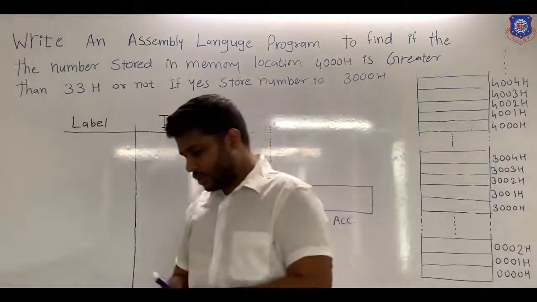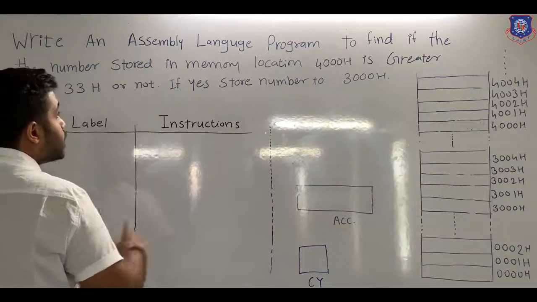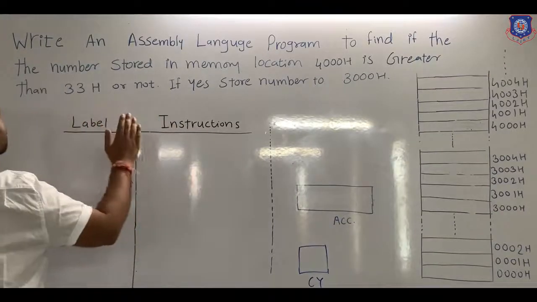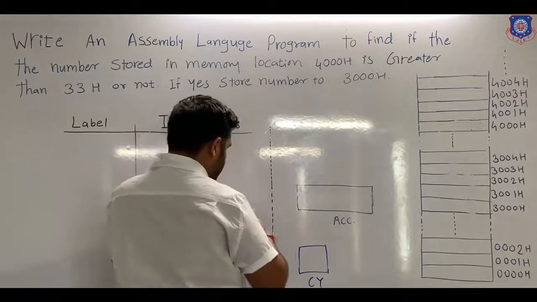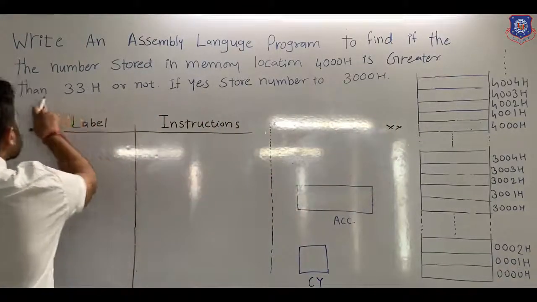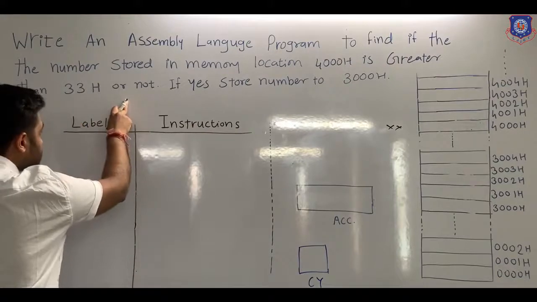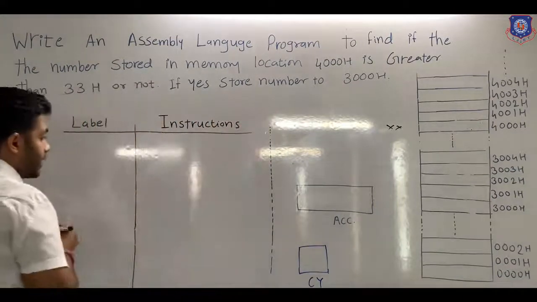Today we are going to see one assembly language program using which we can find whether the number is greater than one particular number or not. Let's see one problem: write an assembly language program to find if the number stored in the memory location 4000H is greater than 33H or not. If yes, then store the number to 3000H.